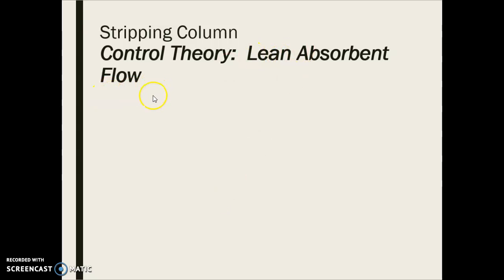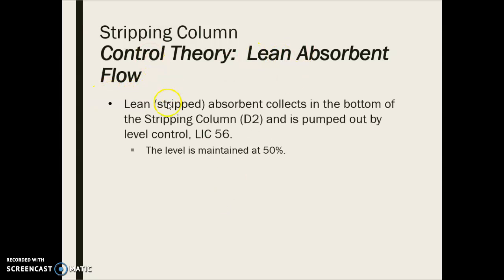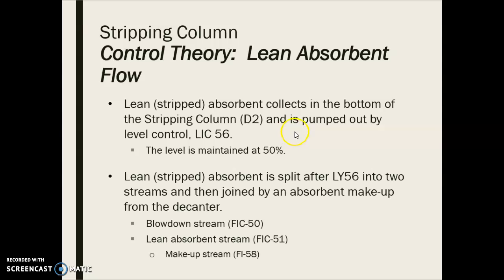The lean absorbent control flow, the flow control theory. Okay, the lean, which is stripped absorbent, collects at the bottom of the stripping column, D2, and it's pumped out by LIC 56, pumped out by level control. That level's at 50%. The lean absorbent is split after LY 56 into two streams and is joined by an absorbent makeup from the decanter. There's a blowdown stream FIC50 and the lean absorbent stream FIC51 with the makeup stream FI58. Okay, look at your schematics to understand that. Remember that lean absorbent means your catalyst has been removed, stripped.